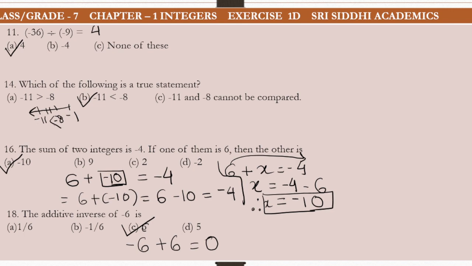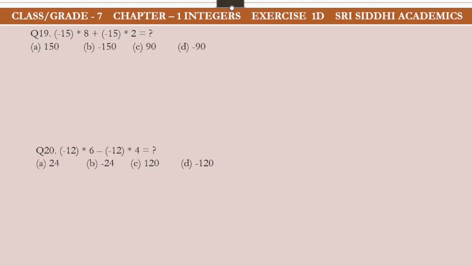Now let's solve question number 19. Question number 19 we can solve in two ways. The question is saying minus 15 into 8 plus minus 15 into 2. Either you do it like this, minus 15 into 8 will be how much? 15 into 8 is 120, and it will be negative because one integer is negative, the other is positive. Two different signs means negative. Again, minus 15 into 2 is how much? It is minus 30, with the same logic.